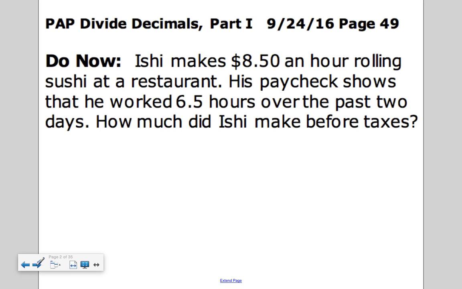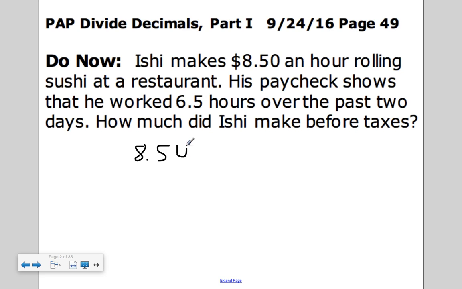Ishi, let's look at our do now. Ishi makes $8.50 an hour rolling sushi at a restaurant. His paycheck shows that he worked 6.5 or 6 5/10 hours over the past 2 days. How much did Ishi make before taxes? So he makes $8.50 every hour.